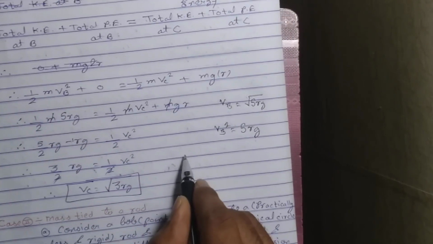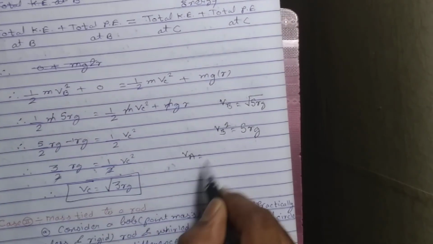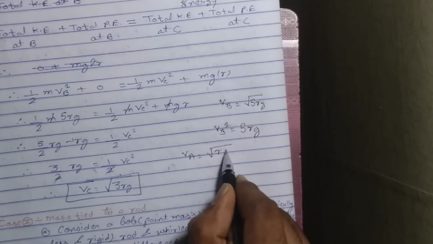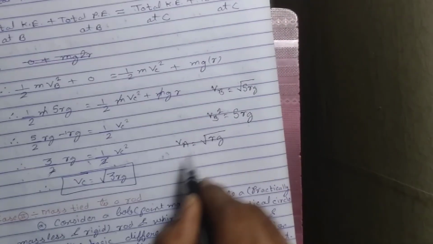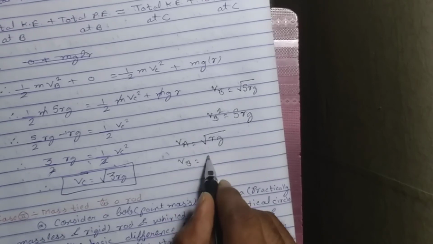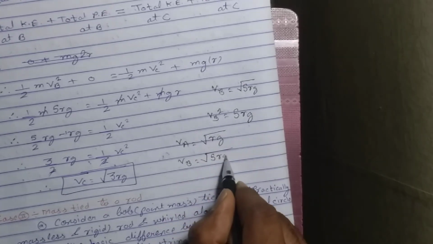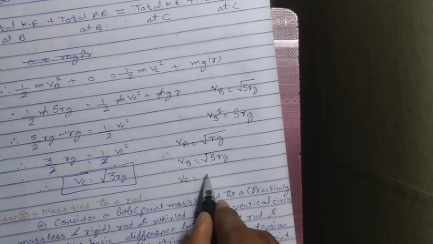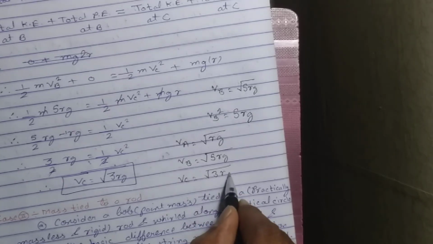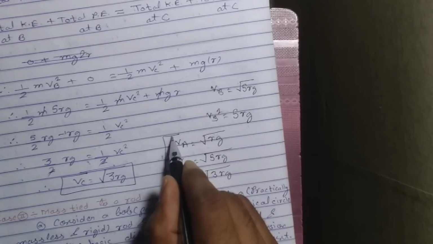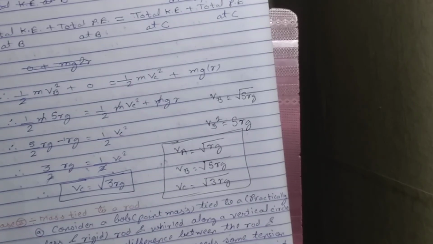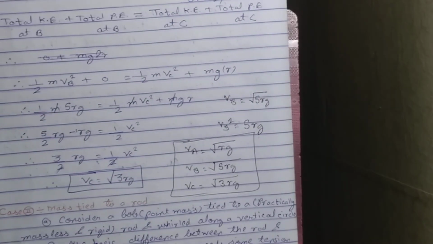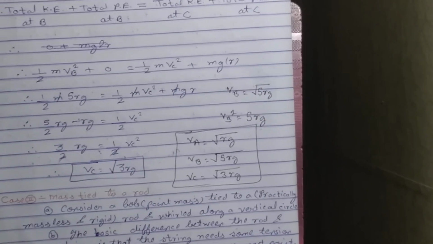So students, we got the formulas. At the topmost point, the velocity va is under root of rg. At the bottom, it is under root of 5 times rg. And at the middle point, vc is under root of 3 rg. Students, you remember all these three formulas for vertical motion of the object. Hope you understood. Thank you very much.